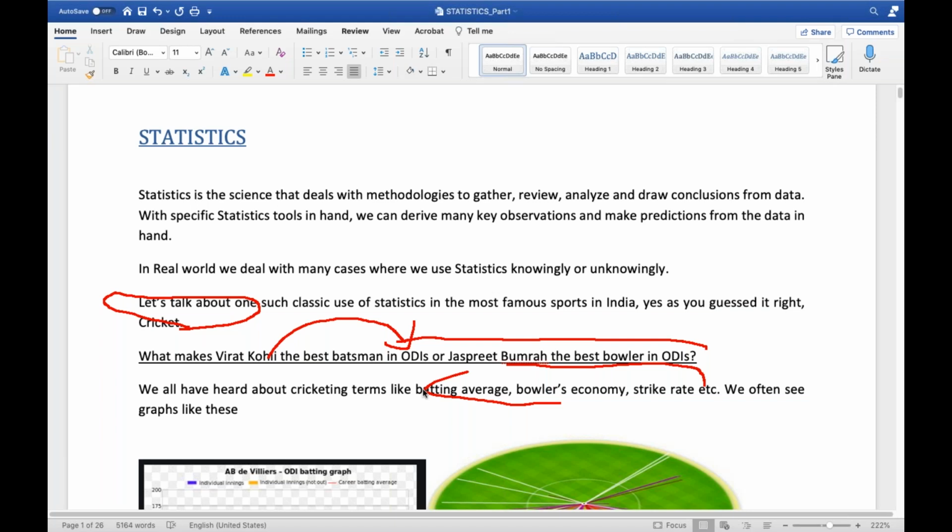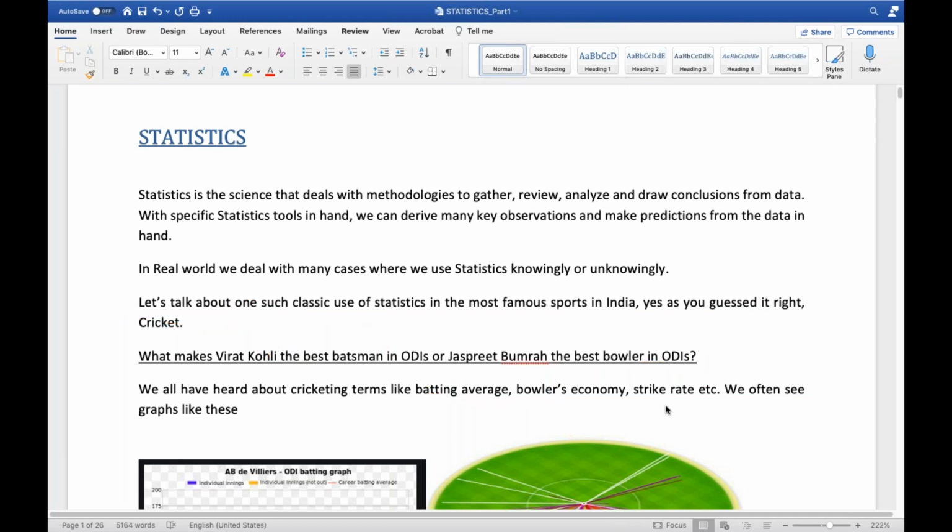If you want to apply statistics to that, you don't need to play cricket, but you should have the terminologies and the domain knowledge. What is batting, what is bowling, what is the batting average, what is the bowler's economy, strike rate, and whether he is a speed bowler or a spinner. At least we should have that knowledge of that particular domain. Once we have the knowledge of that domain, then what can we do?